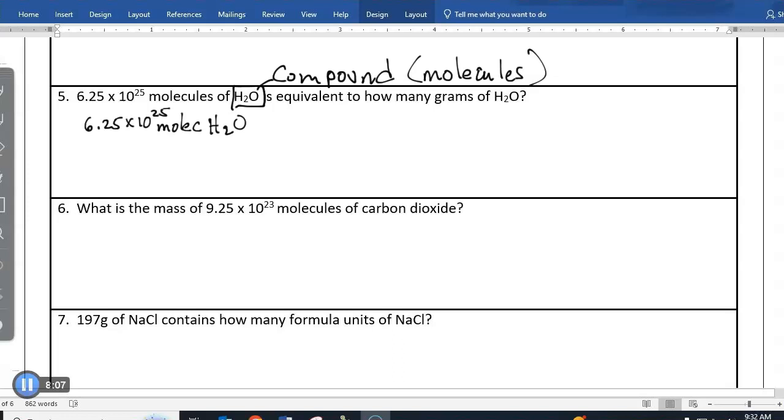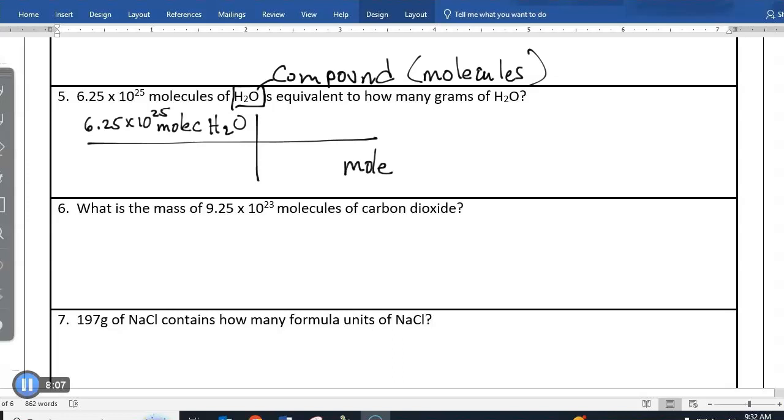I hope you're not confused by what to start with. You just get that from the question. Look at the question, number 5. The only number and the only unit that's given is that. So you start with that. And there's only one way to go with this molecule. The only way to go is to the mole.